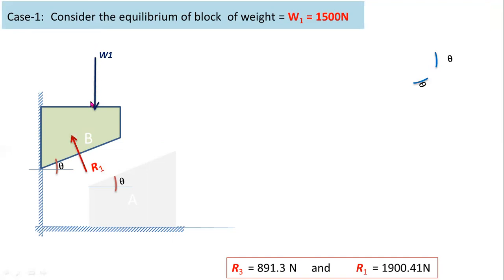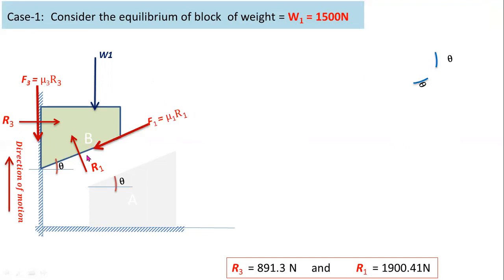W1 is the self weight, R1 is the reaction force. This reaction force makes an angle of 90 degrees with respect to this inclined plane, and this self weight always acts vertically downwards. R3 is the reaction force between the vertical wall and this block. F3 is the frictional force, and F1 is the frictional force between this block and wedge. So there are five forces acting on the block.